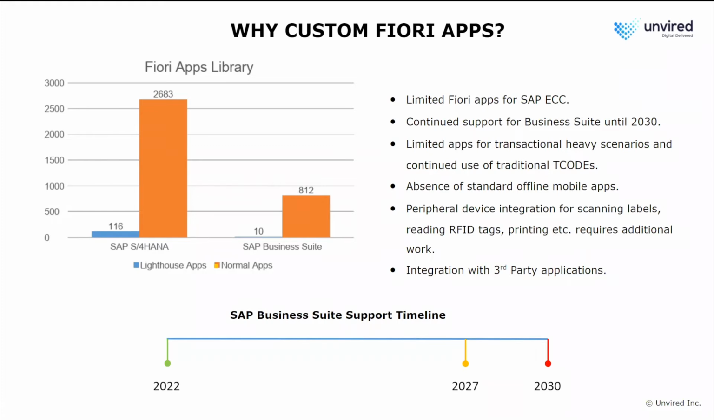But if you look at this graphic out here, you will see that a lot of these applications are available on S/4HANA, but not really on SAP Business Suite. So when I say Business Suite, it would include ECC, CRM, SCM, SRM, and all of those core SAP applications. So there is a big disparity when it comes to the number of applications that SAP is really offering to its customers. And what is also happening is the support for your SAP Business Suite.